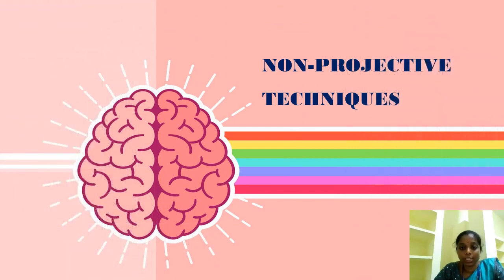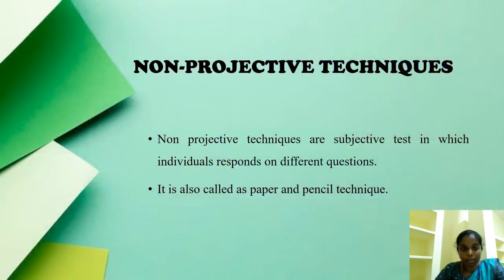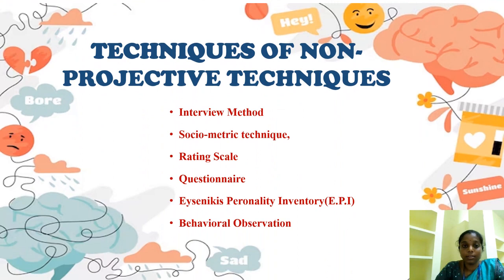Next, non-projective techniques. Non-projective techniques are subjective techniques because here the decision is made by the individual's response to a particular question. This method is also known as the paper and pencil technique. Important non-projective techniques are the interview method, sociometric technique, rating scale, questionnaire, Eysenck Personality Inventory, that is EPI, and behavioral observation.